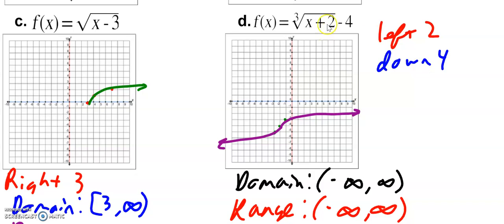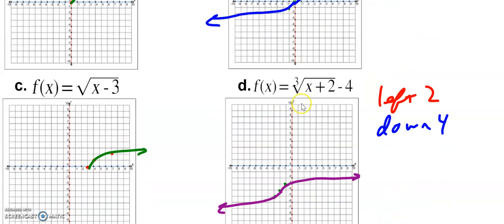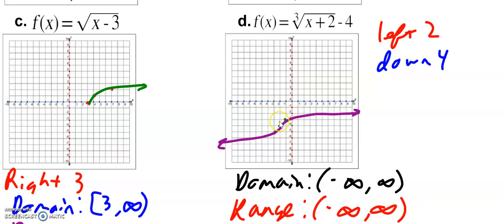All right, so here, hopefully you recognize the x plus 2 is going to go left 2, and the minus 4 is going to go down 4. So I just took these points at (-1, -1), (0, 0), and (1, 1), and I moved them left 2 and down 4. And so that's these green dots that you can see here. Those are those points transformed, and then I just drew the shape.